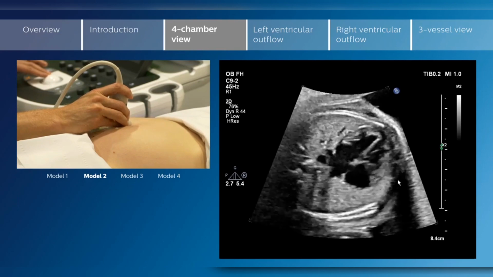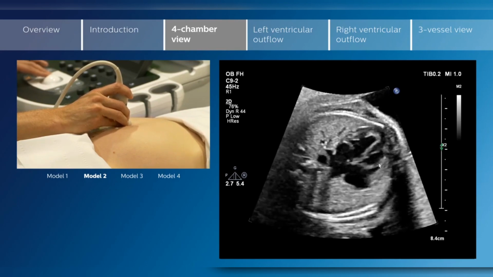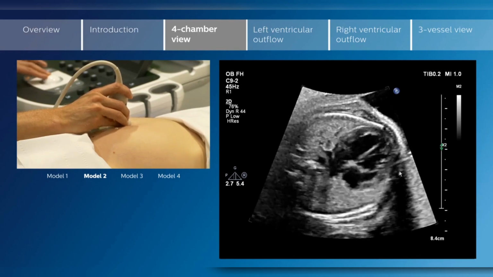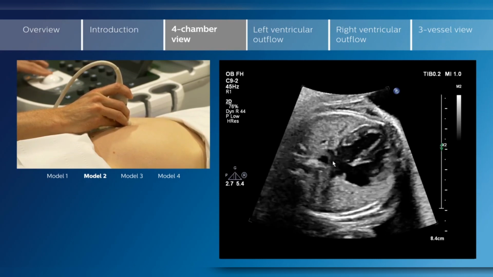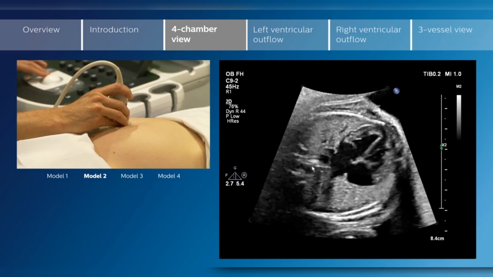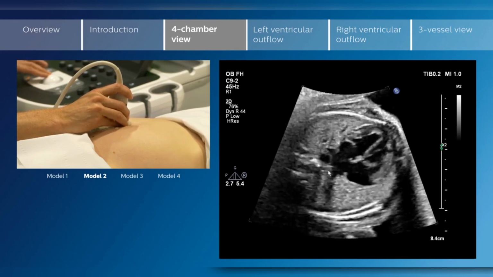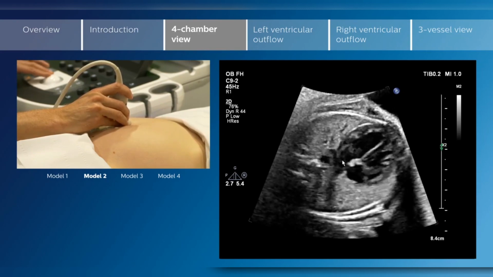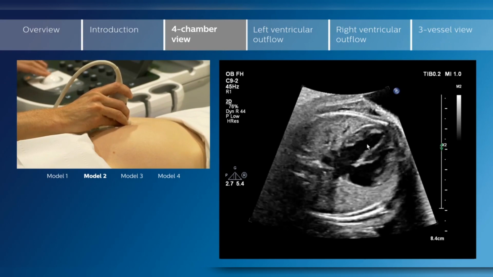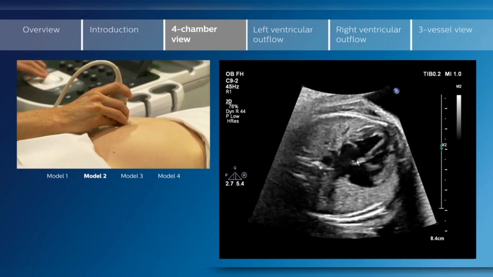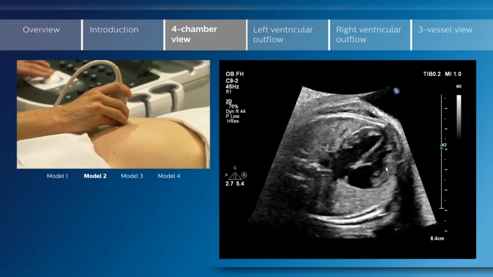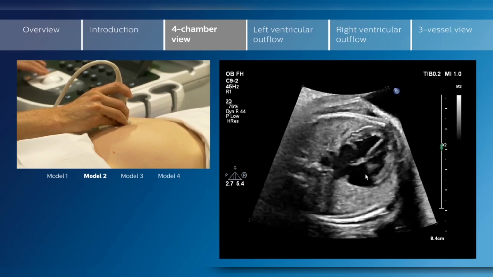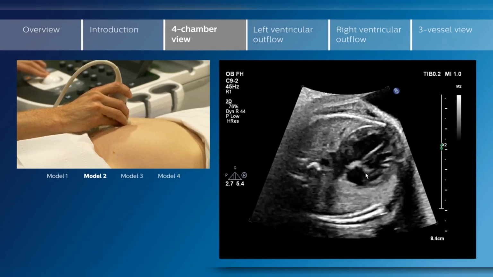But having done that, in the normal heart, the right heart structures are more anterior, nearest to the anterior chest wall, and the left heart structures are more posterior, nearest to the spine. So here we can see the left atrium, which connects through to the left ventricle through a mitral valve, and the right atrium, which connects to the right ventricle through the tricuspid valve.